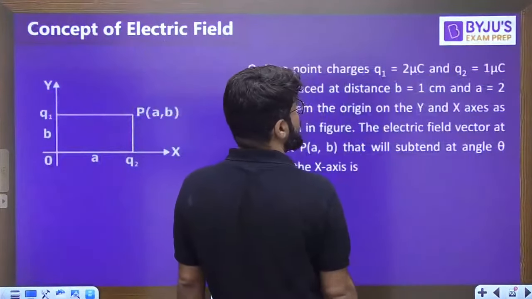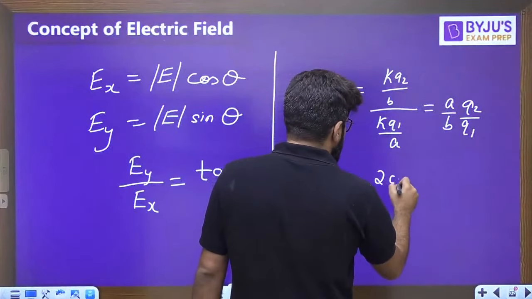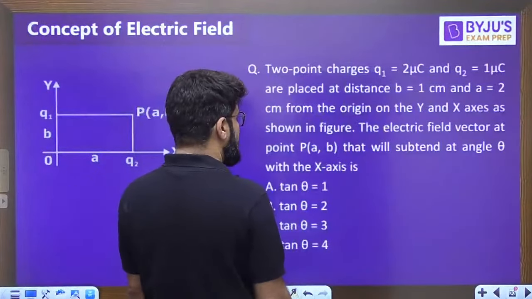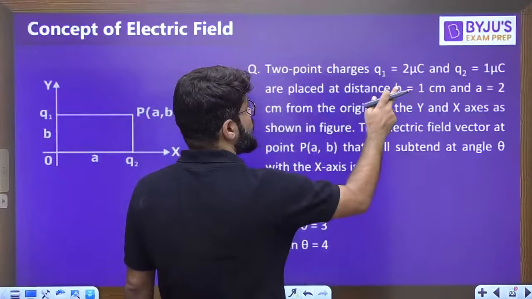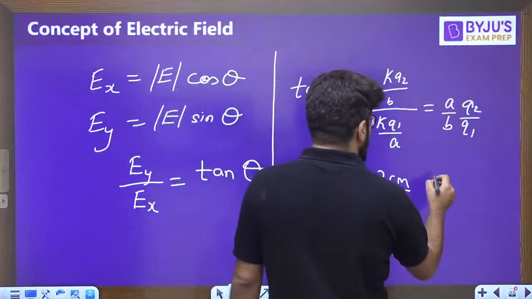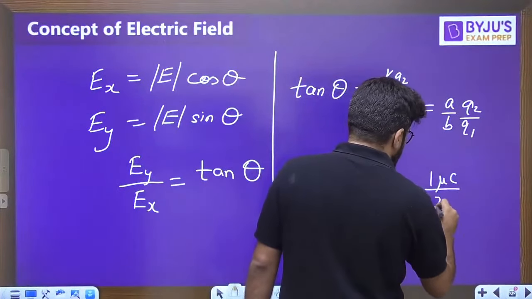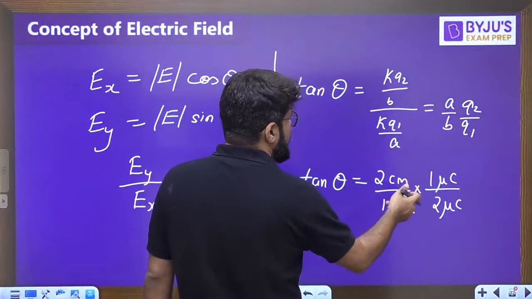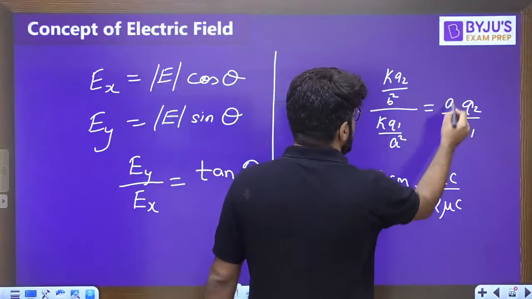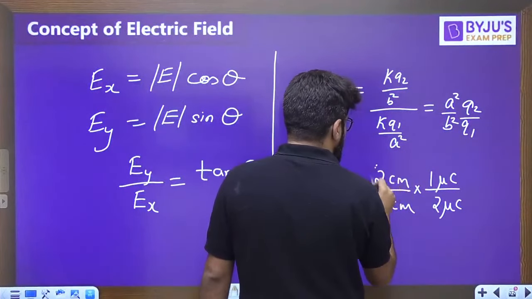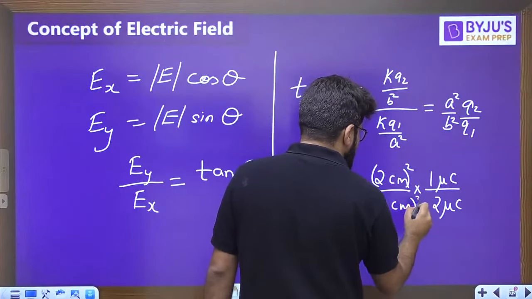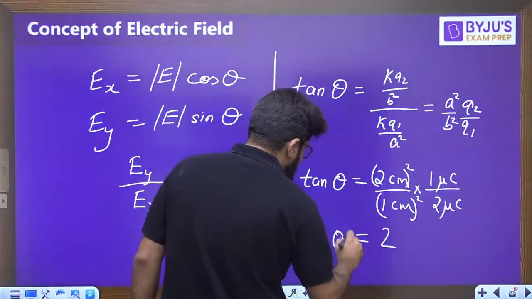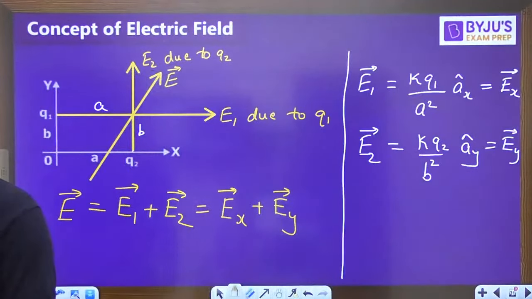A and B are given to you. A is 2 and B is 1 centimeter. Centimeter automatically will cancel. Q2 by Q1: what should be the value of Q2? Q2 is 1 and Q1 is 2 microcoulomb. Right, 1 microcoulomb divided by 2 microcoulomb. Oh, sorry, this was B square and A square. A square by B square, so 2 centimeter square by 1 centimeter square.